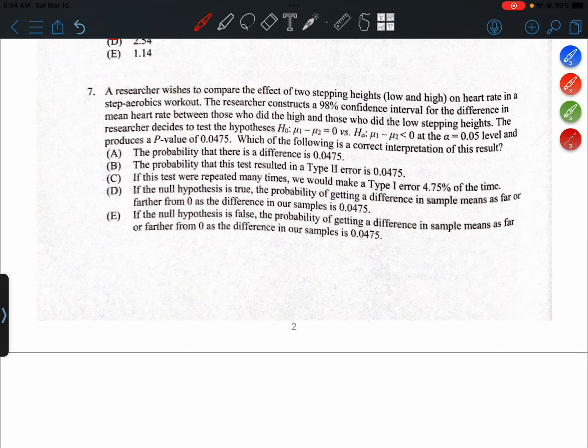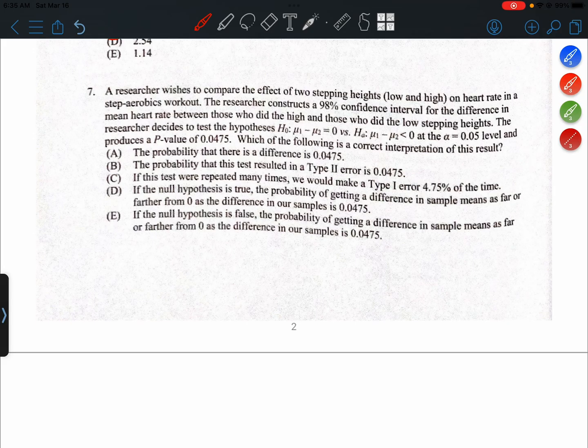Question 7. A researcher wishes to compare the effect of two stepping heights, low and high, on heart rate in a step aerobics workout. The researcher constructs a 98% confidence interval for the difference in mean heart rate between those who did the high and those who did the low stepping heights.